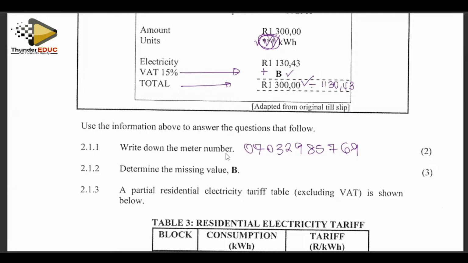The value of B was supposed to be 169.56. Another method would have been the value before VAT times 0.15. You still get the same answer, 169.56 cents. Those were the two methods of doing it. Okay.